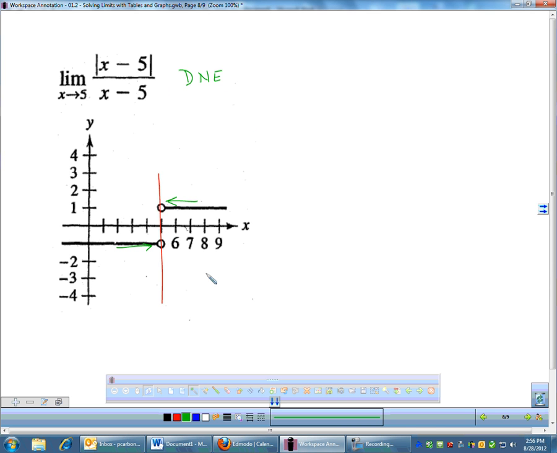In order for the limit to exist, left and right sides have to be approaching the same y-coordinate. And they are not. The right side is going to 1, and the left side is coming in at -1. So the limit does not exist.